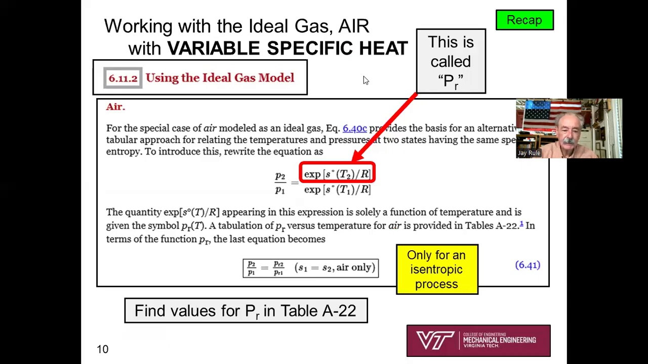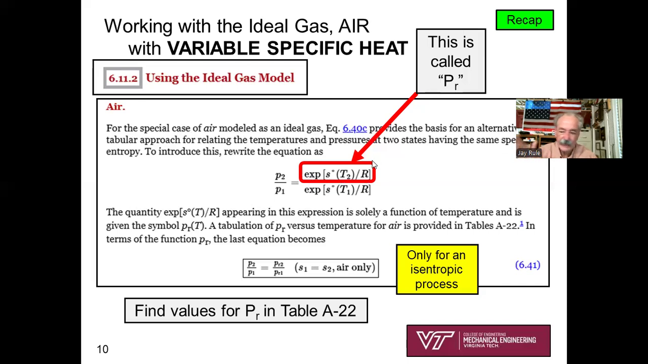Here's a recap of chapter 6. Wow, it's a long time ago. Back in chapter 6, section 6.11.2, the author talked about air, specifically about a pressure ratio and e to the s naught of T divided by R. Yikes. There was a lot of discussion about that. The one thing I'll point out is that this expression, e to the s naught of T over R, is called P sub R.